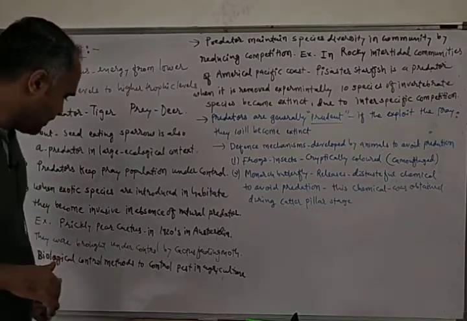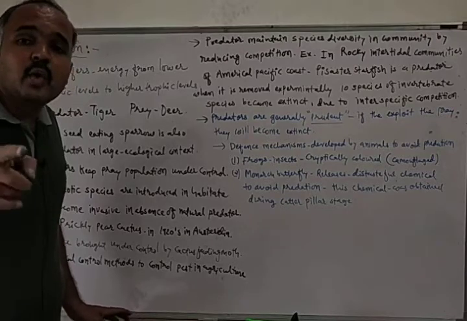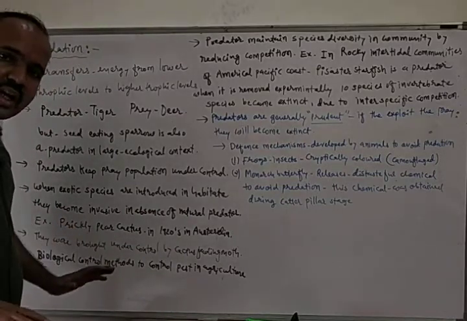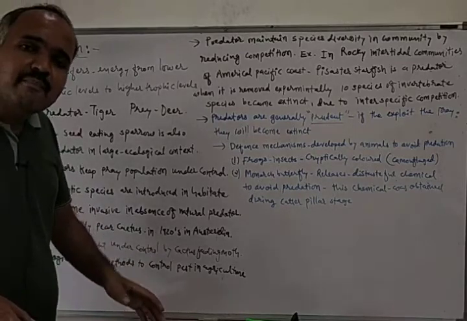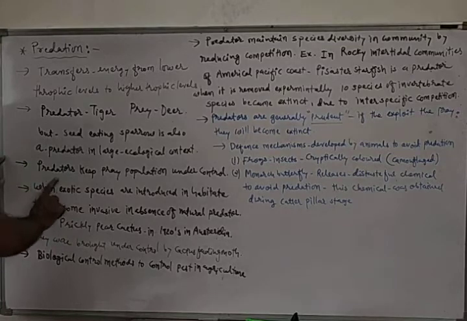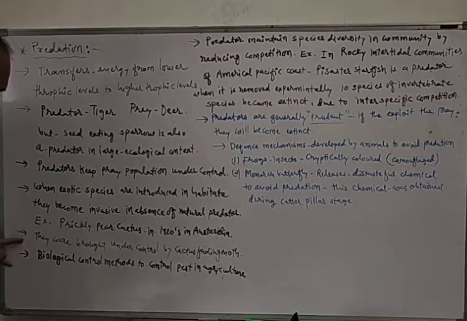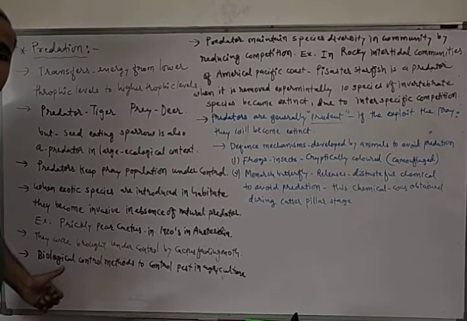You have not learned about this yet. The biological control method topic comes in chapter 10 of standard 12, Microbes in Human Welfare. When we learn that, you will understand this point. But for now, just remember that biological control methods applied in agriculture are also based on the ability of predators to keep prey population under control. So we have said the first point here, that predators keep prey population under control, and to prove that we have given 3 points: the example of prickly pear cactus, and the example of biological control methods applied in agriculture.